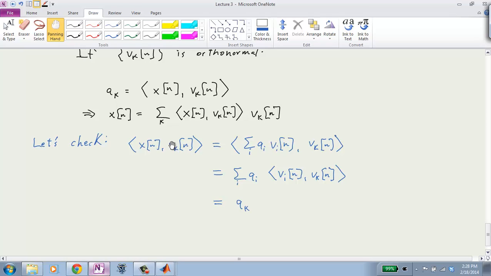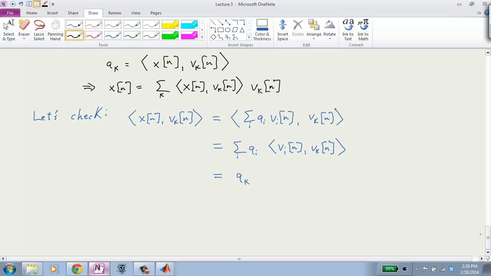So that's what you get by using an orthonormal basis rather than just an arbitrary basis. You get this very easy way of finding the coefficients. It turns out that with the wavelet transform, people usually design the wavelets to be orthonormal as well. Great. So let's get back to the Fourier stuff.